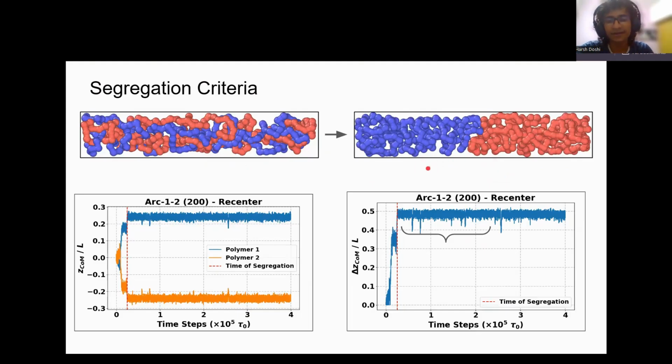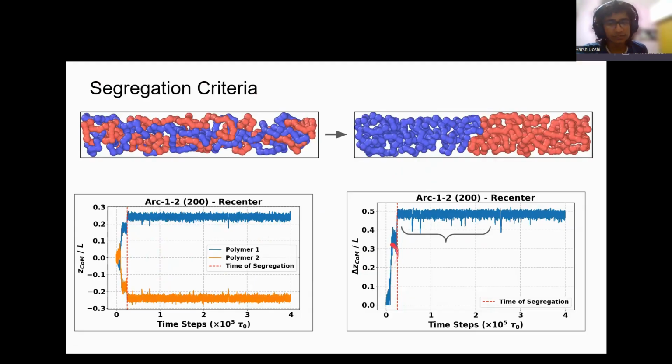To exactly quantify when the polymers have achieved segregation, we track the centers of mass of each polymer. So here in this graph, I have shown on the y-axis the z-coordinate of the centers of mass of each polymer as a function of time. Initially, they're close to each other at 0, which corresponds to the mixed state. And then after I release the constraints, they move until they reach some maximum separation, which corresponds to the segregated state.